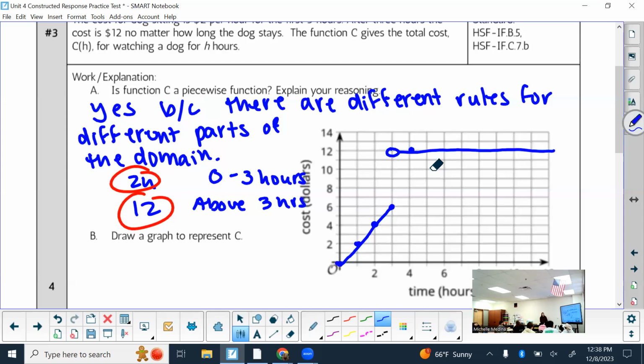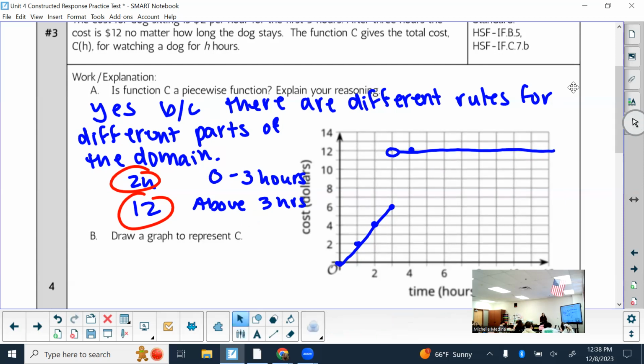So you just have to make sense of what's going on. If they can't have a fraction of whatever the x is, or they can't have a fraction of whatever the y is, then you might not be able to connect the dots. You can have individual dots. So good on making the graph?